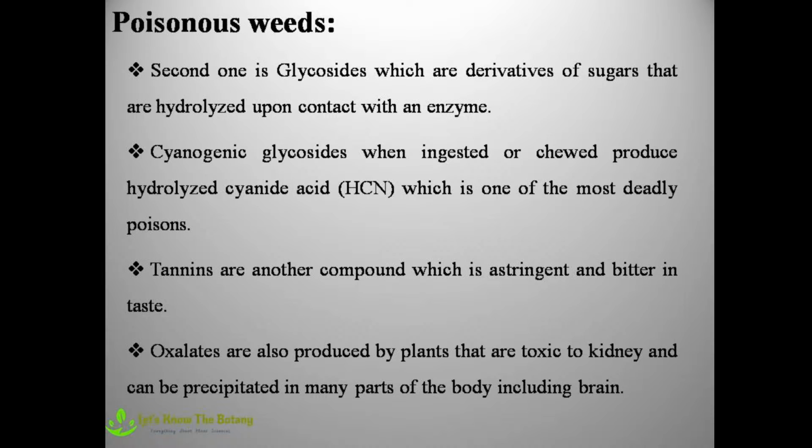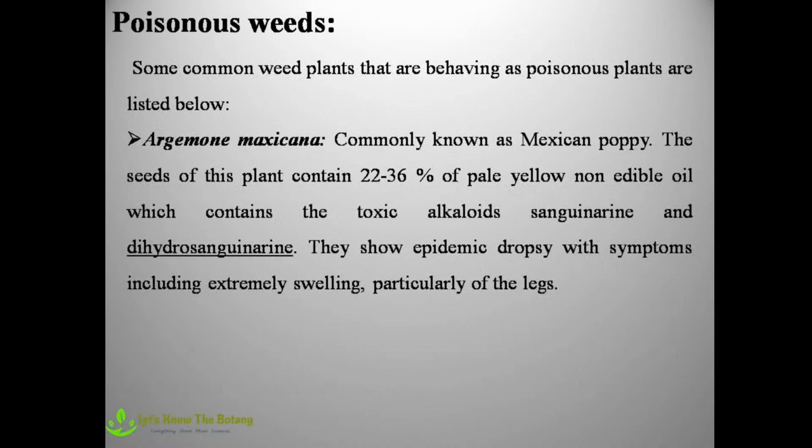Then oxalates are also produced by plants, which are toxic to the kidney and can be precipitated in many parts of the body, including the brain.